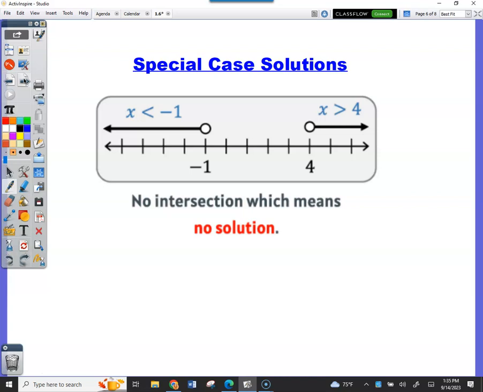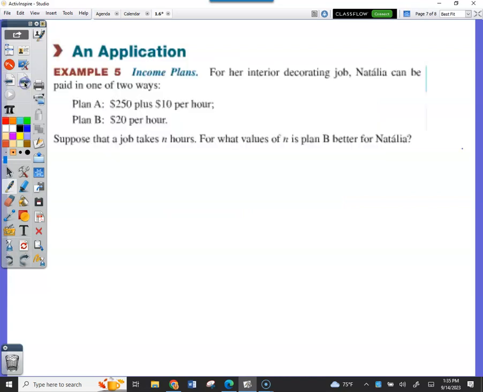So in this case, there's no intersection, which means there's no solution. We already talked about that. All right, go to the word problem. Great.